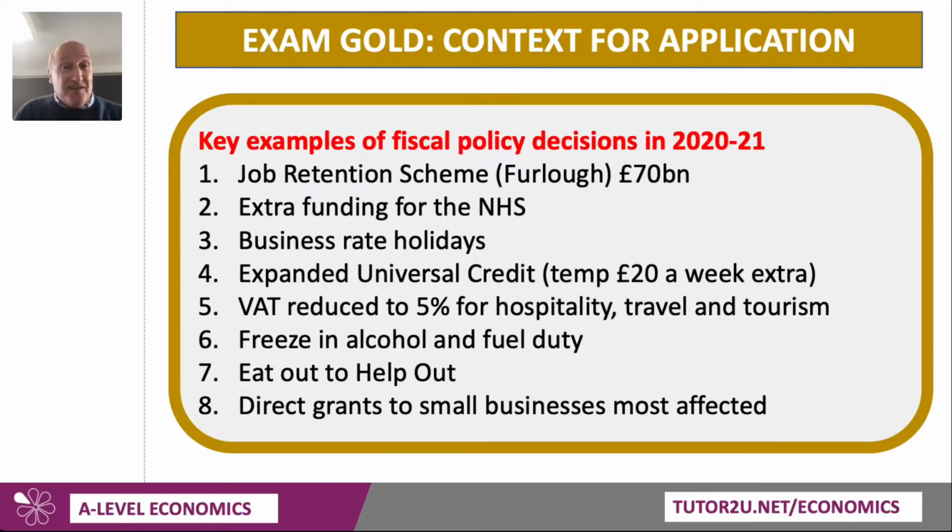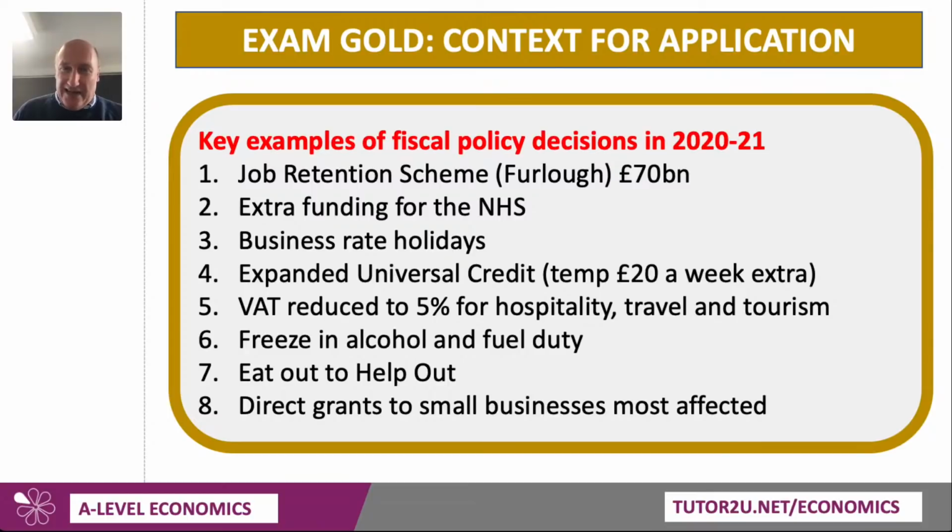So, job retention scheme: £70 billion on furlough, 70 billion. I've done a video, by the way, evaluating the furlough scheme, which might be worth checking out on YouTube. There could be a question: assess the impact of things like wage subsidies on the UK economy. Extra funding for the NHS, direct funding, business rate holidays, universal credit went up £20 a week. Of course, they took it away again, which is politically controversial. VAT was cut. They also froze duties on alcohol and fuel, so the real duty went down.